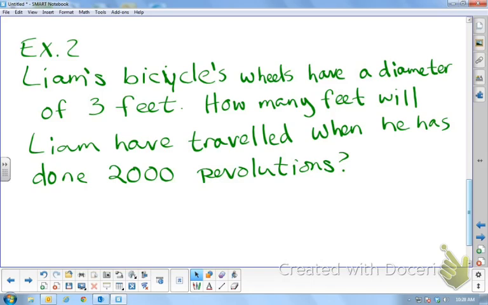What do I mean by revolution, first of all? How many times the wheels spin around. Revolutions: how many times the wheels spin.